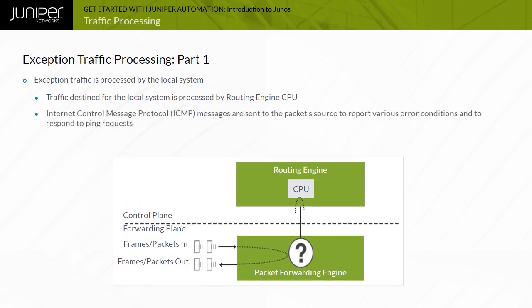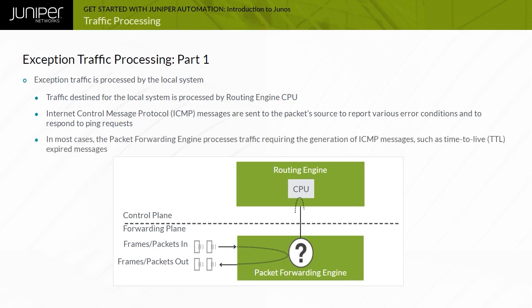ICMP messages are sent to the packet source to report various error conditions and to respond to ping requests. Examples of ICMP errors include destination unreachable messages, which are sent when no entry is present in the forwarding table for the packet's destination address, and time to live, or TTL, expired messages, which are sent when a packet's TTL is decremented to 0. In most cases, the PFE process handles the generation of ICMP messages.